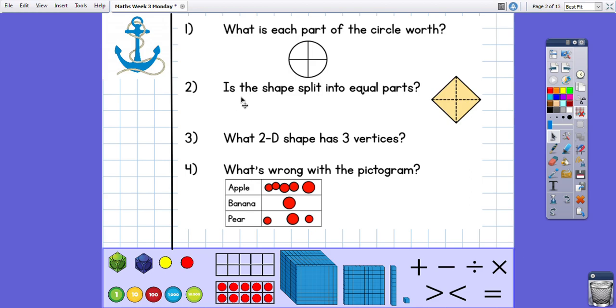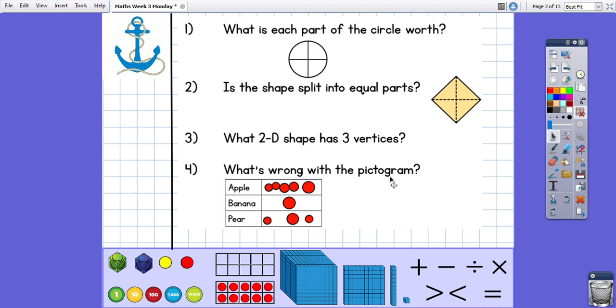Question 2. Is the shape split into equal parts? So you have a look at the shape. Okay, and it's split like this. Each of these parts is exactly the same as the part next to it. So yes, it has been split into equal parts. Question 3. What 2D shape has 3 vertices? Remembering that vertices is the posh word for corner. So you need to think about which shape has 3 vertices, and that is a triangle.